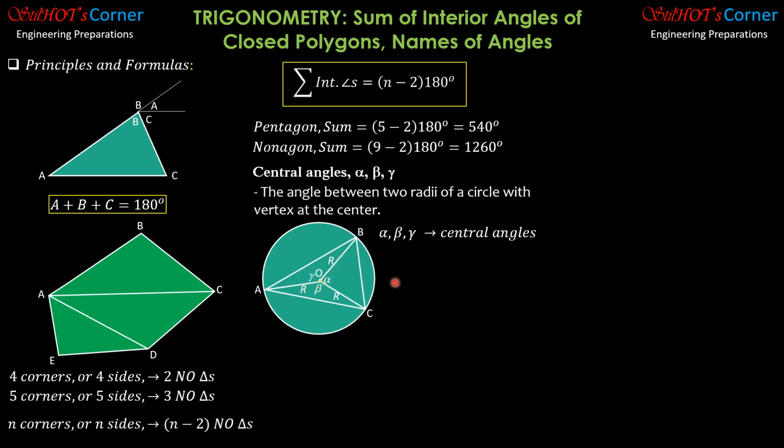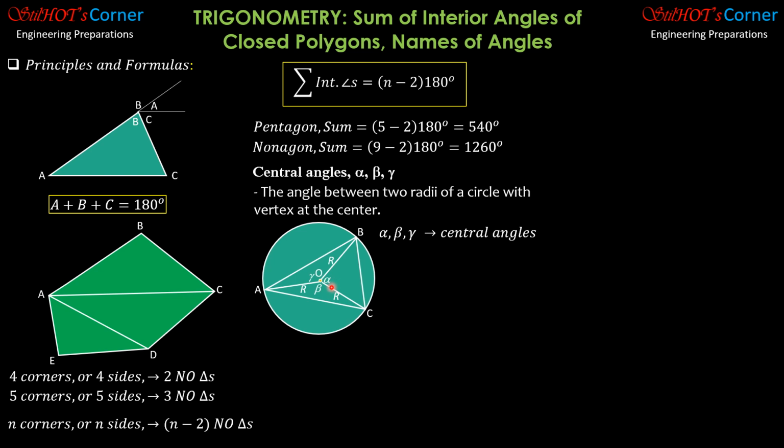Then A, B, and C are called specifically peripheral or inscribed angles, and there's a relationship between inscribed angles and alpha. That relationship will be established later so that we can derive many formulas involving triangles and circles.